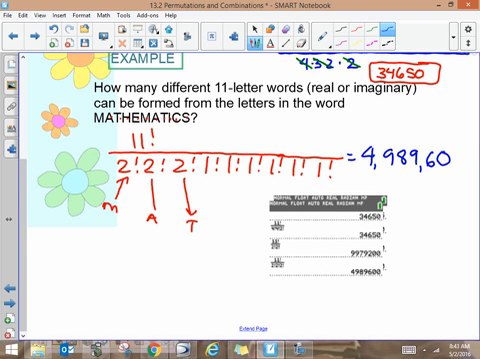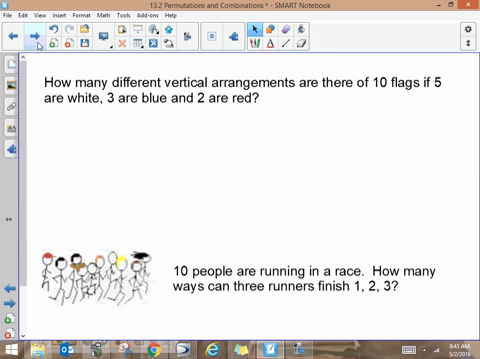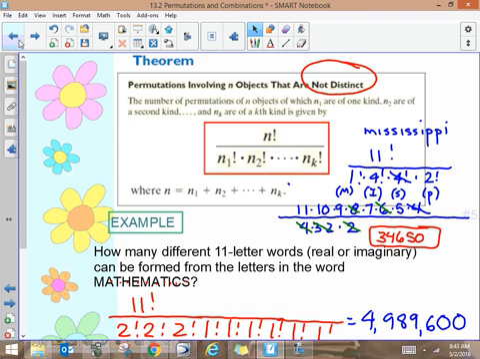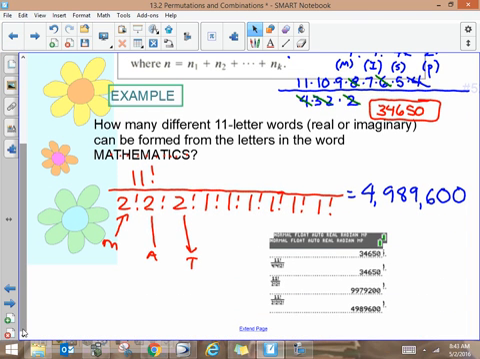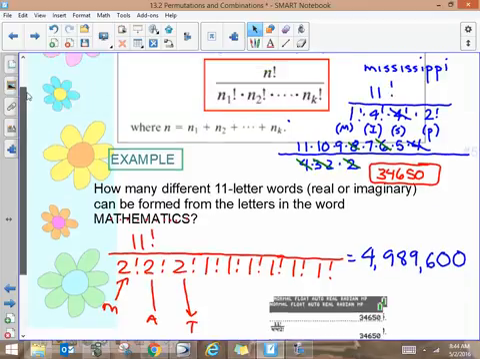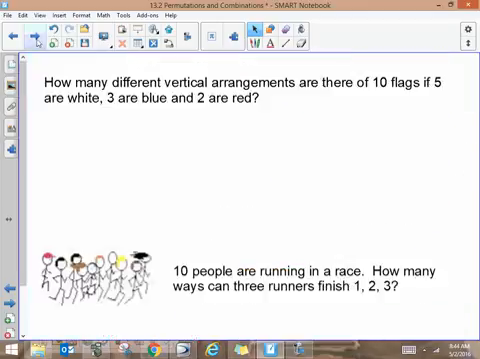4,989,600. Okay. All right. So that one's easy to spot. Okay. You do have to remember the formula. All right. Go ahead and do these last 2.